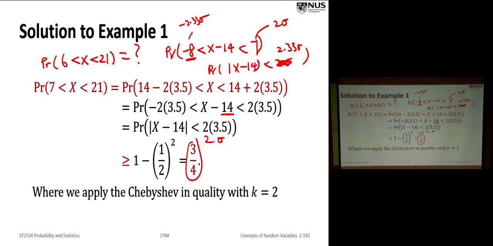So it's x between 2 sigma and minus 2.33 sigma. So I ask, what is this probability? I cannot get the exact answer, but I can give a reasonable bound. So now the question is, should I convert it into x minus mu, where mu is 14, less than 2 sigma, or x minus 14 less than 2.33 sigma? Which one should I use?